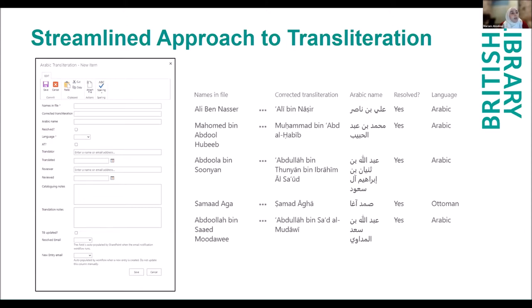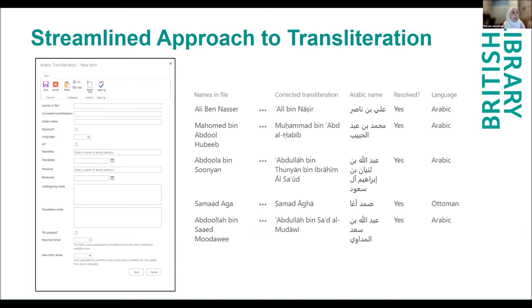Taking advantage of the language expertise in our program, we have now streamlined the process so that catalogers can use SharePoint, our project management system, to raise a ticket with translators. The ticket includes the name as it appears in the record, the language, and any helpful research notes and contextual information. The transliteration, which follows Library of Congress conventions, is provided by one translator and reviewed by another before the cataloger is alerted that the query is resolved.